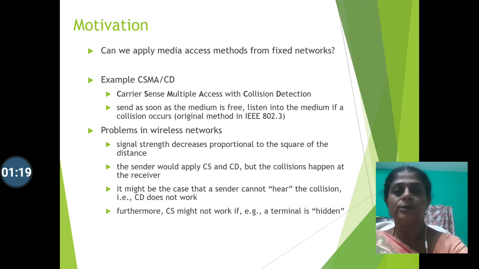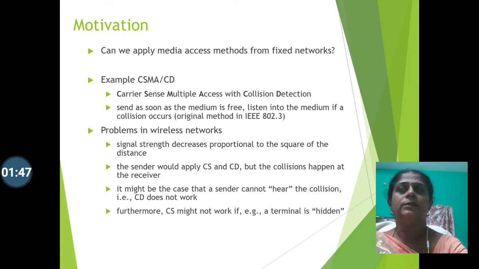So what will the sender do? The sender will first check the carrier, that is the cable, and find out whether the carrier is free. If it is free, it will send the packet to the receiver. If something goes wrong and a collision occurs at the receiver, the sender will hear the collision because the sender is directly connected to the receiver. So this is the case of a wired or fixed network.